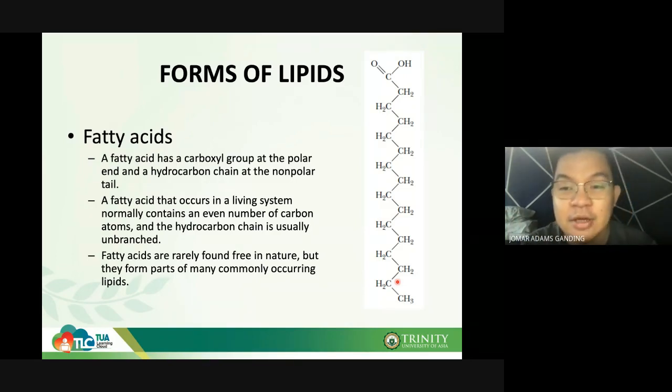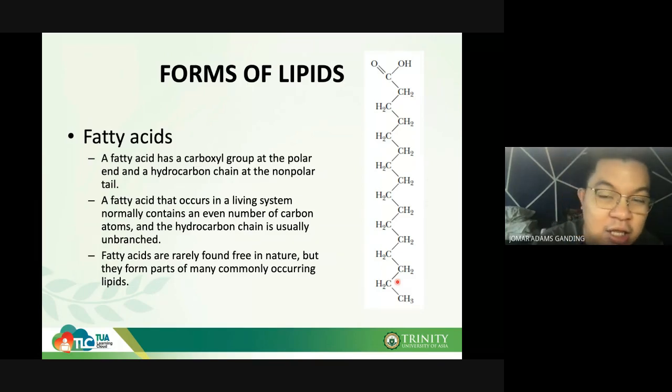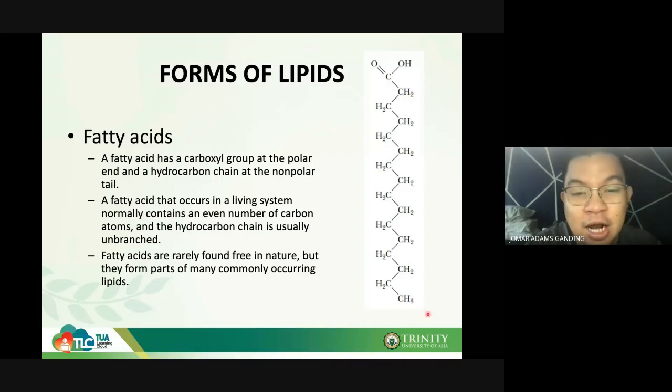They are amphipathic because they have the carboxyl group and a nonpolar hydrocarbon group on the nonpolar end. So, a fatty acid that occurs in living systems normally contains an even number of carbon atoms, and the hydrocarbon chain is usually unbranched. So, if you look at these ones, they are no longer branched, they have no bonds connected to it already. So, these are usually unbranched.